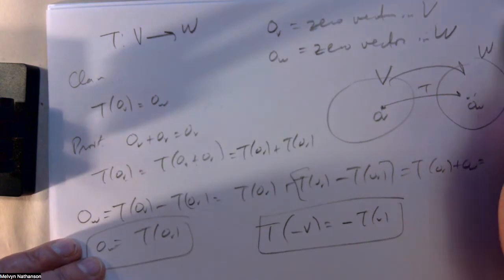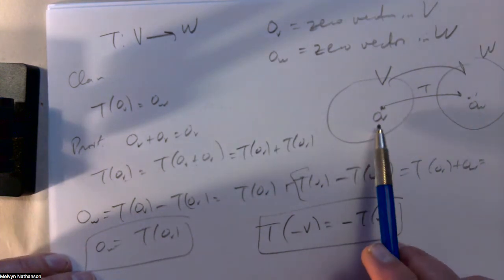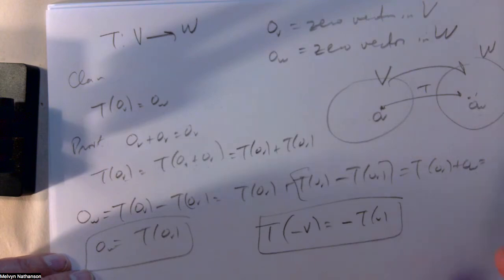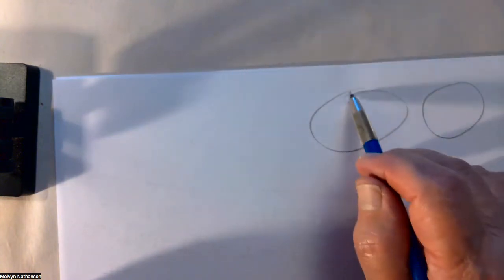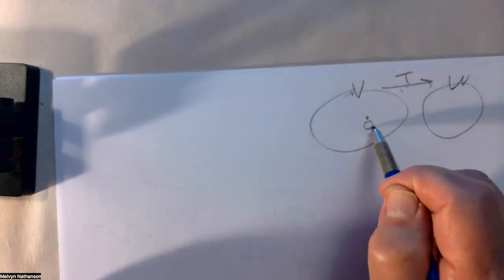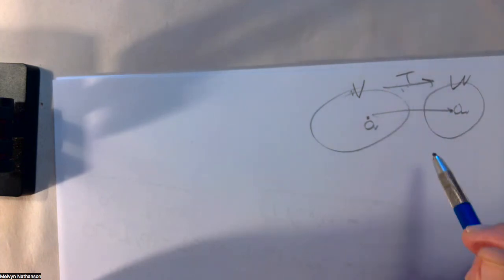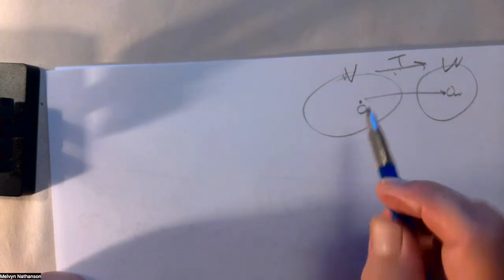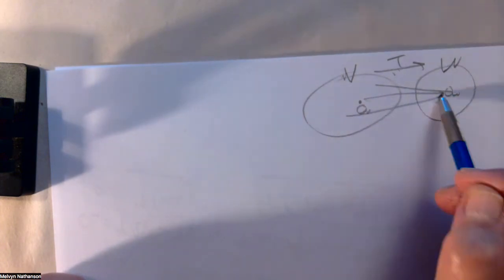And a hint of one of them comes from the fact that T of 0 is 0. So again, I'll draw a picture. Here's V, here's W, and there's this function T from V to W. If I take the 0 here, that gets mapped to the 0 over here under this linear transformation T. But it might be there are lots of different vectors that get mapped to 0.